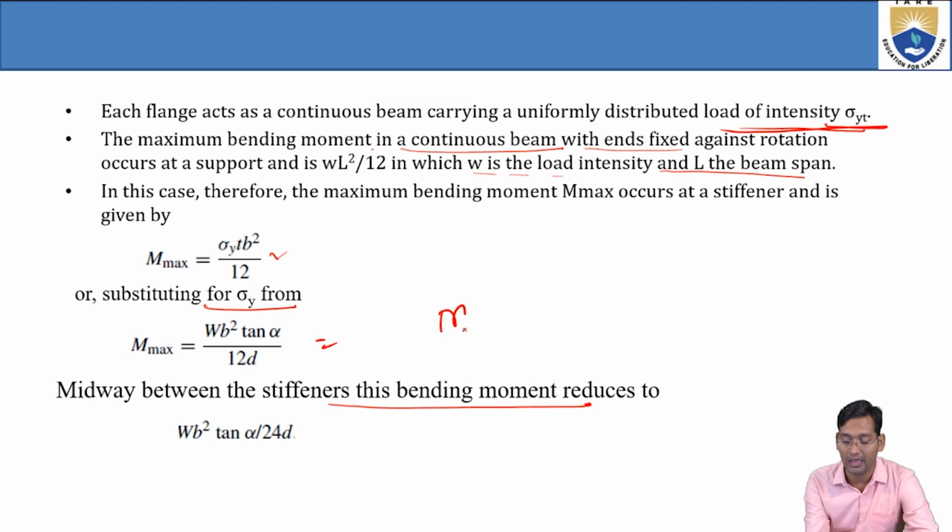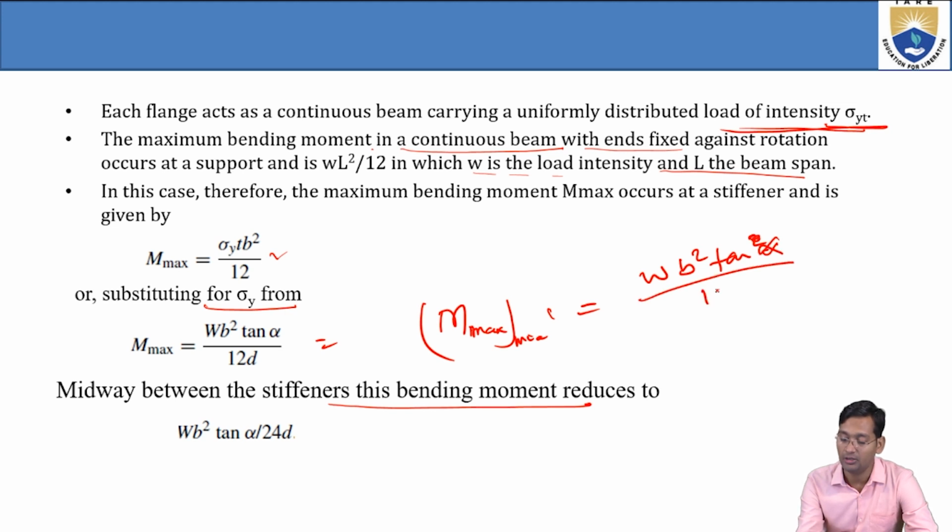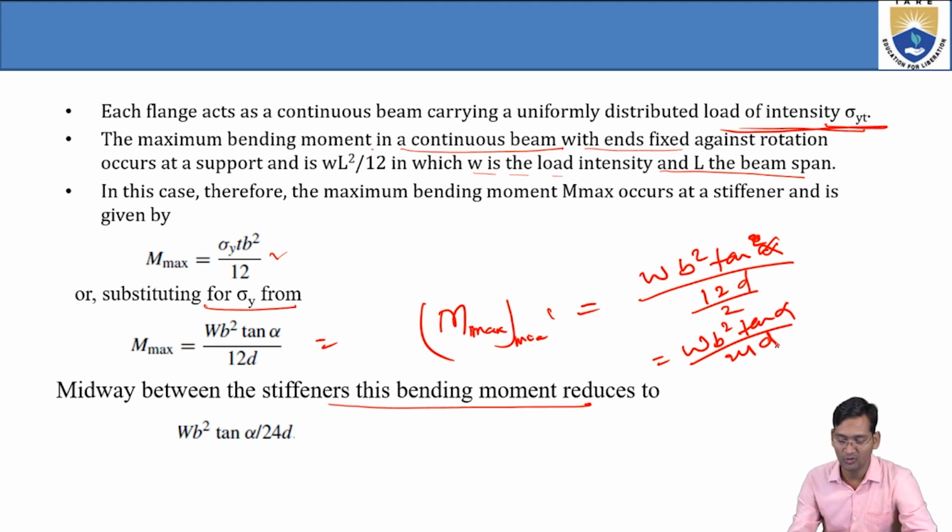So M max at midway will be equal to half of that one: W b square tan alpha by 12 d by 2. That becomes W b square tan alpha by 24 d. This will be the maximum bending moment at the midpoint.